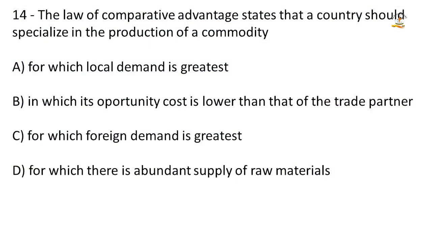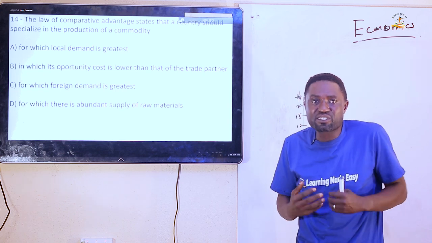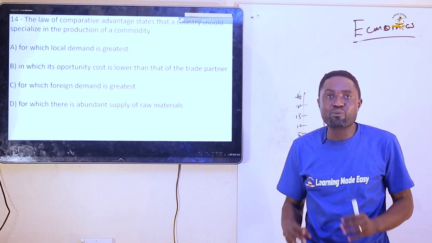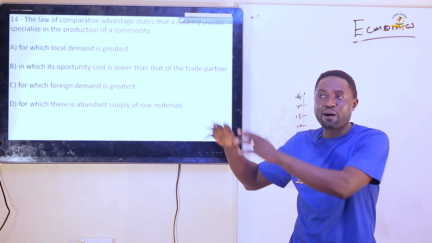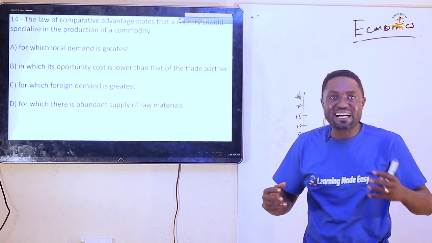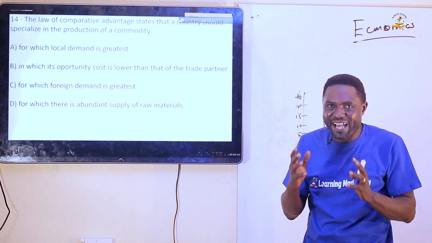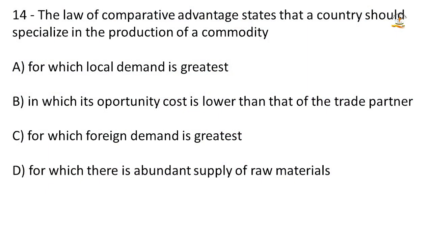Then in which his opportunity cost is lower than that of the trade partner. That means if they are not producing that thing, they can utilize the resources they have to produce other things that will be more available, and they will be able to export it to other countries. So if they feel that other countries can produce that stuff and they can get it cheaper rather than producing it in that country, I think it's wise to do that, and in which its opportunity cost is lower than that of the trade partner is a perfect option. So the answer to that is B.